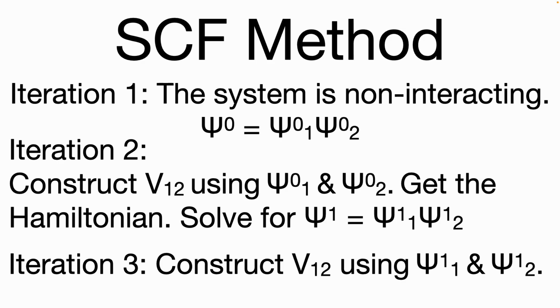and we repeat this process until the eigenfunctions that were used to construct the Hamiltonian become eigenfunctions of the Hamiltonian itself. That is, until convergence, and this gives us the self-consistent field method.